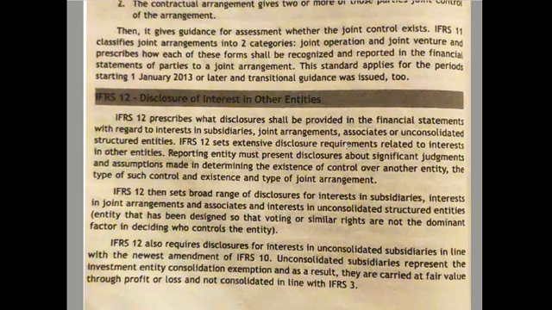IFRS 12: Disclosure of Interests in Other Entities. In this standard, IFRS 12 explains all the information regarding disclosure of interests in other entities. That means, apart from your own business, what other business activities you have and what income or expenses are generated from those other entities should be disclosed in your financial statement.